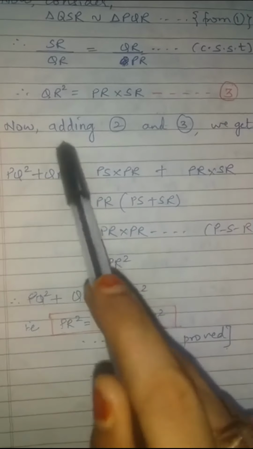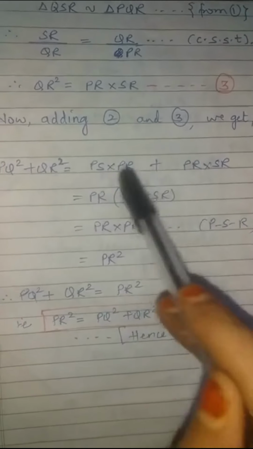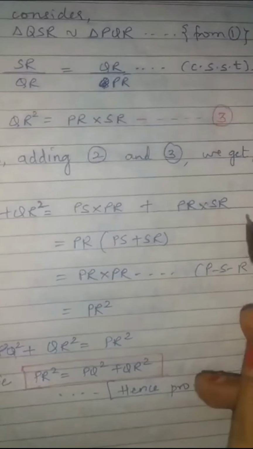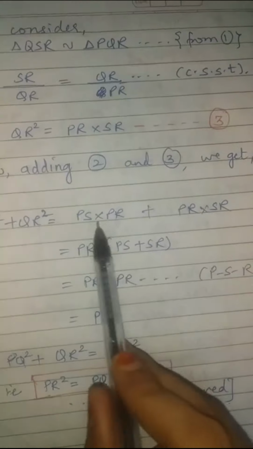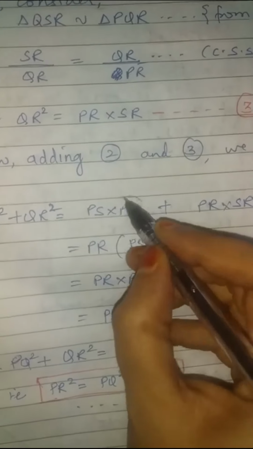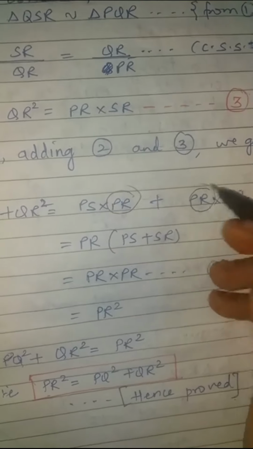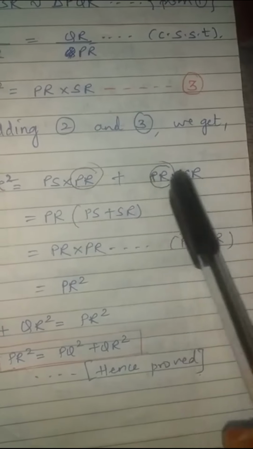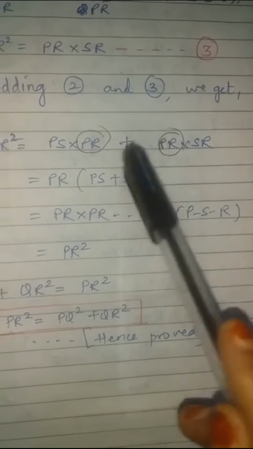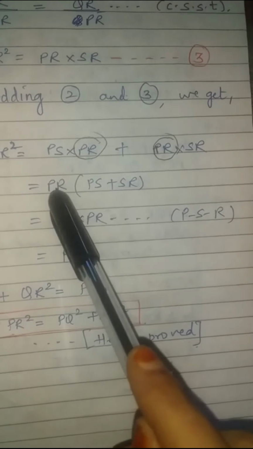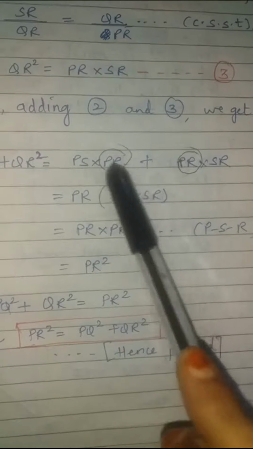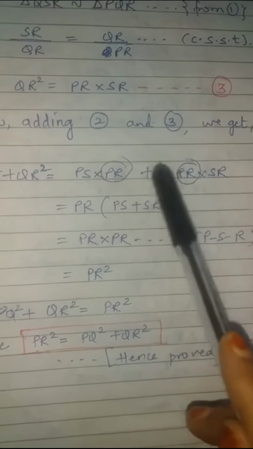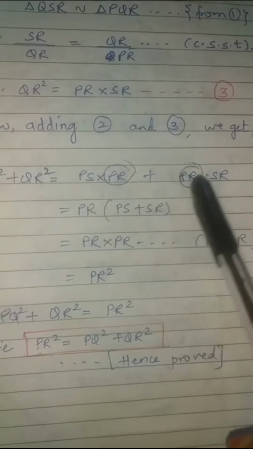So let this left hand side remain as it is. We'll go on simplifying the right hand side. So here, in the two terms on the right hand side, we can see that PR can be taken common, right? You can see PR in this term and PR in the second term also. So taking PR as a common term, in the bracket you will have PS plus SR. Taking PR common, we have PS plus SR.